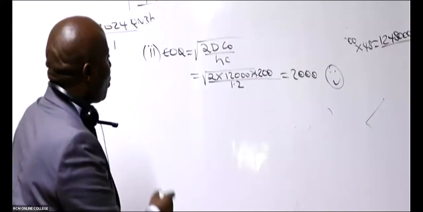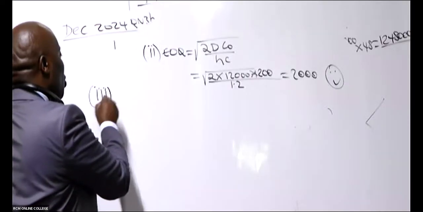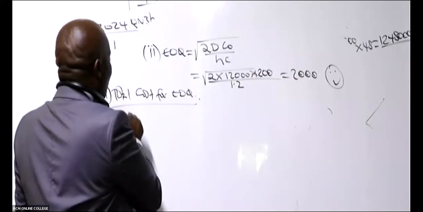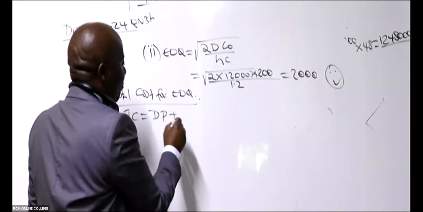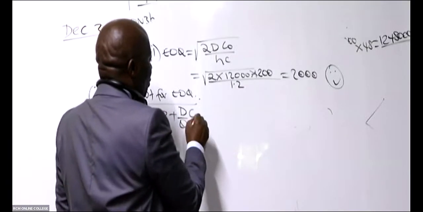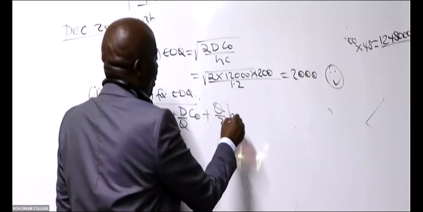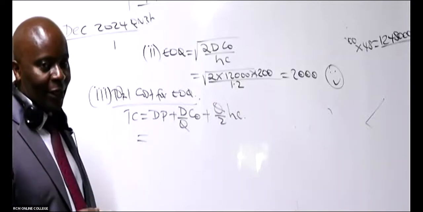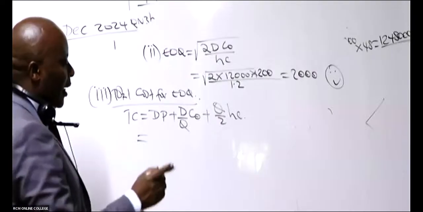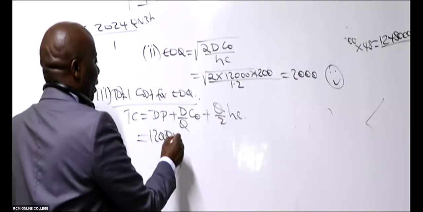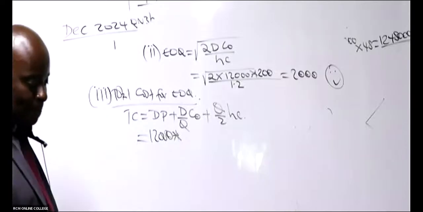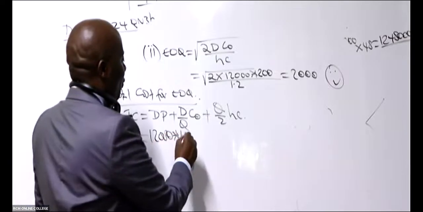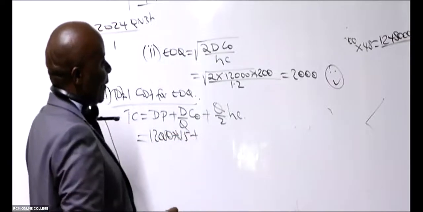So go ahead and give us the total cost for EOQ. This TC will be equal to DP plus D over Q Co plus Q over 2 Hc. The annual demand is 12,000. The price per unit, you guys had given me a figure. Price per unit was how much? 15 per unit, plus the D over Q.